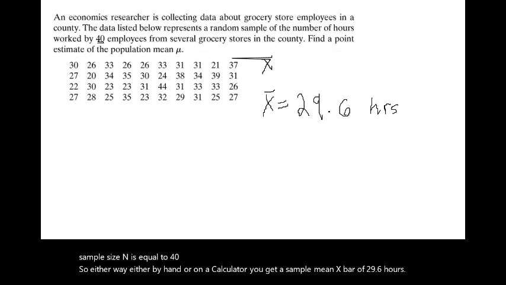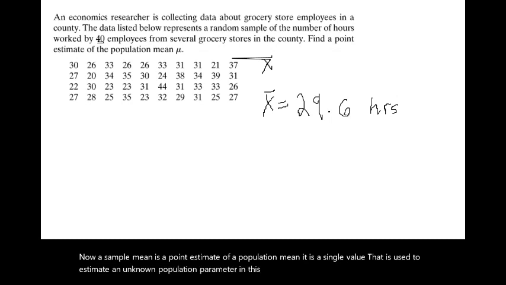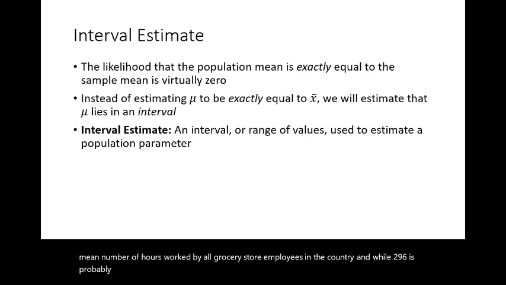Now, a sample mean is a point estimate of a population mean. It is a single value that is used to estimate an unknown population parameter. In this case, the population mean would be the mean number of hours worked by all grocery store employees in the country. While 29.6 is probably a pretty good estimate, the likelihood that the population mean is exactly equal to the sample mean is virtually zero. The odds that the population mean was exactly 29.6 are near impossible.